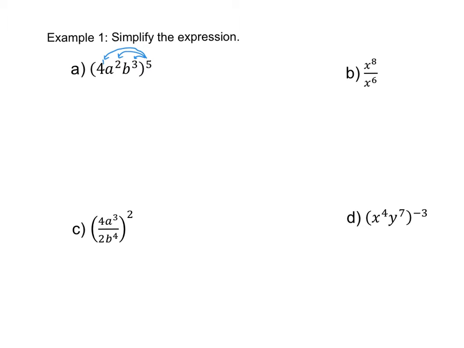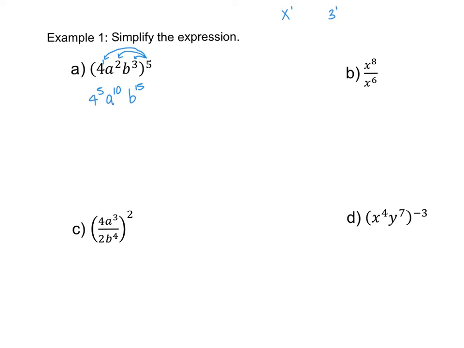Think about it. If something doesn't have a power, it's always to the first power. Anytime we write x, it's always considered to the first power if there's not an exponent there. Same thing if you have a 3, it's always to the first power if there's not an exponent there. So once we've established that, we're going to multiply the 5 to all the exponents. So this 4 is now to the 5th power. This a is now to the 10th power, and this b is to the 15th.